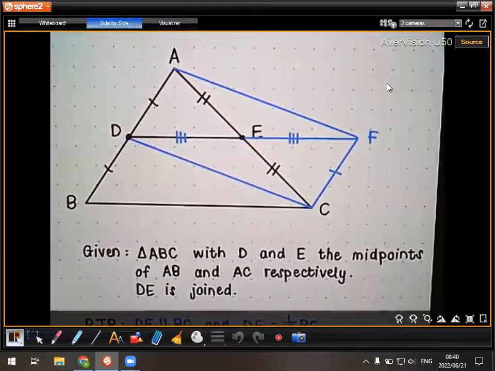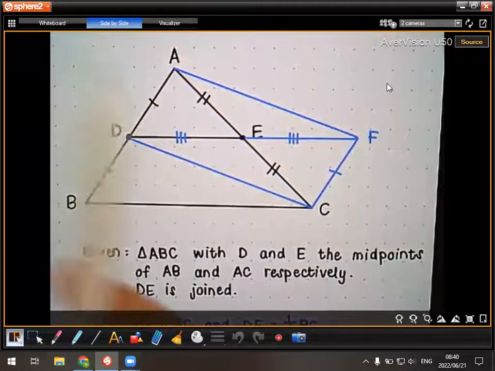What else can I say here? Yes, Simon? AB is parallel to FC. Why? Yes. All right. So here, thank you.